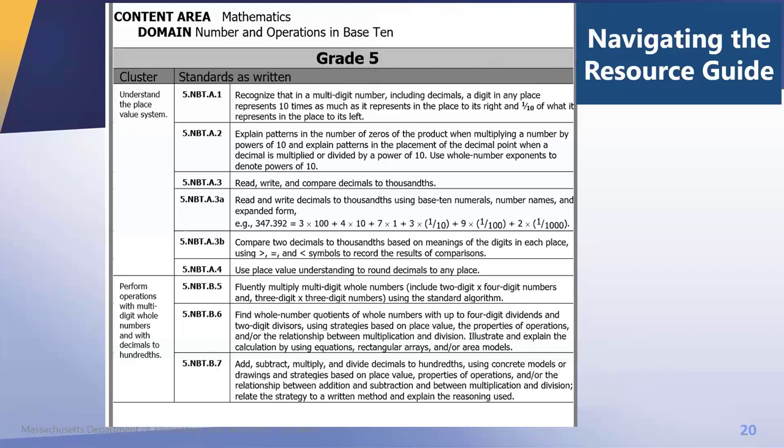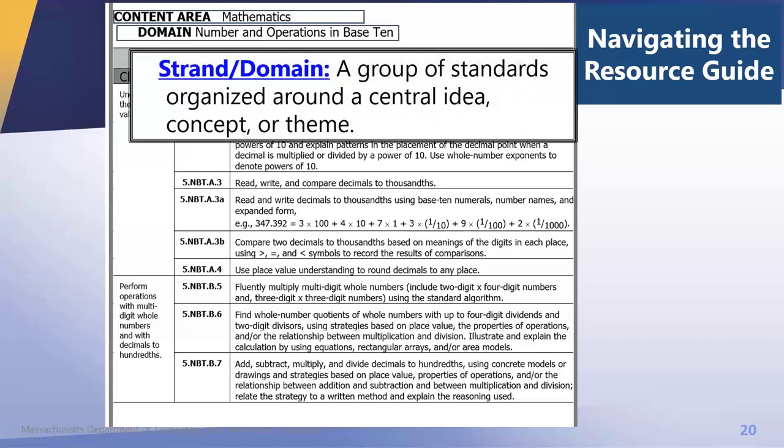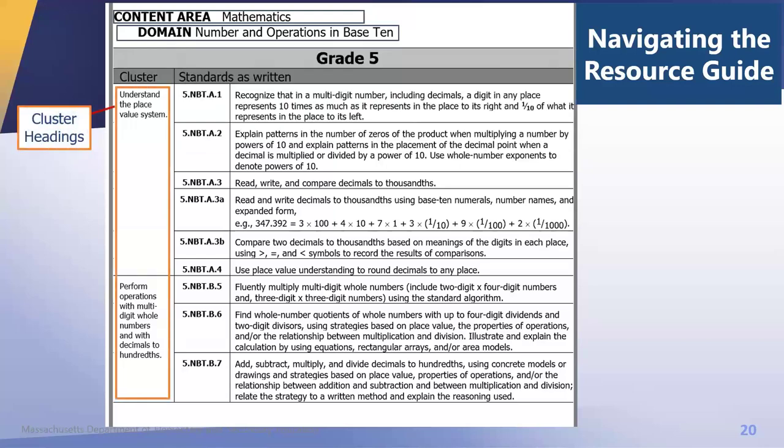So let's start with the very top. The content area is math. We want to make sure we're in the right content area. And that next level is called a domain. That just tells us what we're in. So we're in number and operations base 10. I'm at grade 5. And then we have a strand. The strand is a group of standards organized around number and operations in base 10 for this one. So it's around one theme or concept. That's what the strand or domain is.